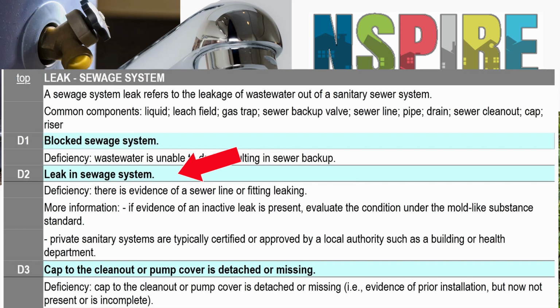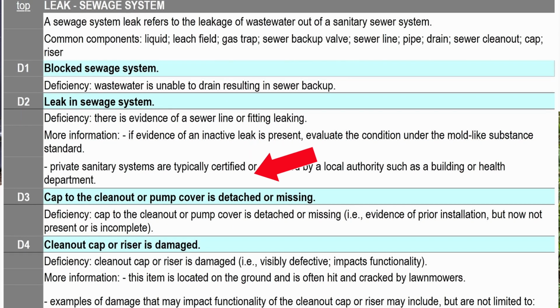Deficiency 2, there's a leak in the sewage system. There's evidence of a sewer leak or fitting leaking. More information, if there's evidence of an inactive leak, in other words, a past leak that is now dry, evaluate the condition under the mold-like substance standard. Note, private sanitary systems are typically certified or approved by a local authority, such as a building or health department. I'm not really sure what we're supposed to do with that information.